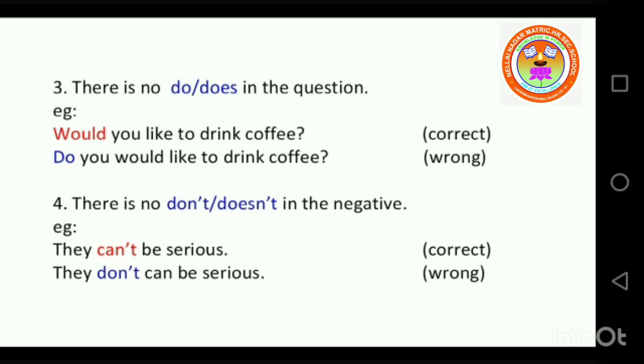Fourth point, there is no don't or doesn't in the negative. For example, they can't be serious. So this cannot be written as they don't can be serious. It is wrong.